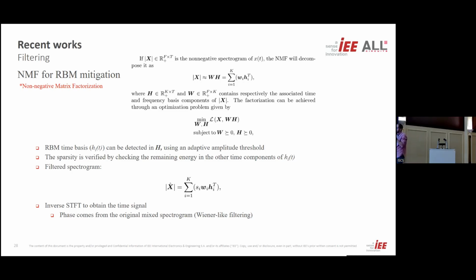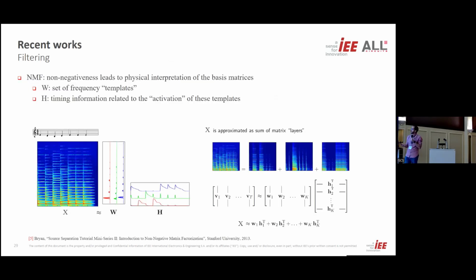We can use a simple gradient descent to solve this. After this is done, we can look into the time basis and look for our strong and sparse components. Then we can apply some kind of detector to remove this basis from our signal and rebuild our spectrogram only containing our desired information.